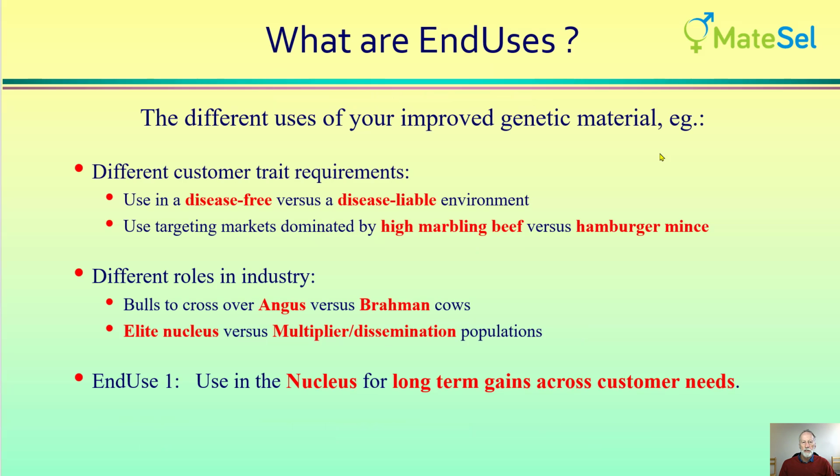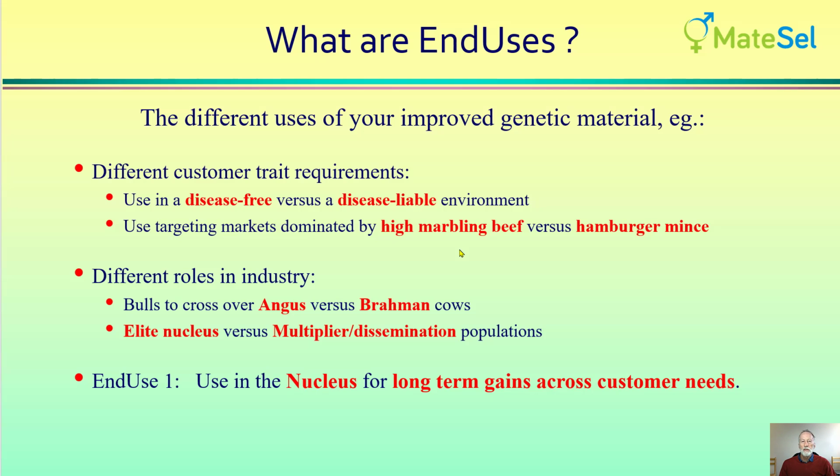So what are end uses? These are the different uses of your improved genetic material, typically different customer trait requirements. So if you've got some useful genetic variation for resistance to a particular disease, you don't want to be sending the most resistant individuals to customers who are in a disease-free environment. Likewise, you might have some customers who are targeting markets dominated by high marbling beef versus hamburger mince. And what the multiple end uses feature does is help you to organize the distribution across traits so that you can do a better job of satisfying these diverse customer needs.